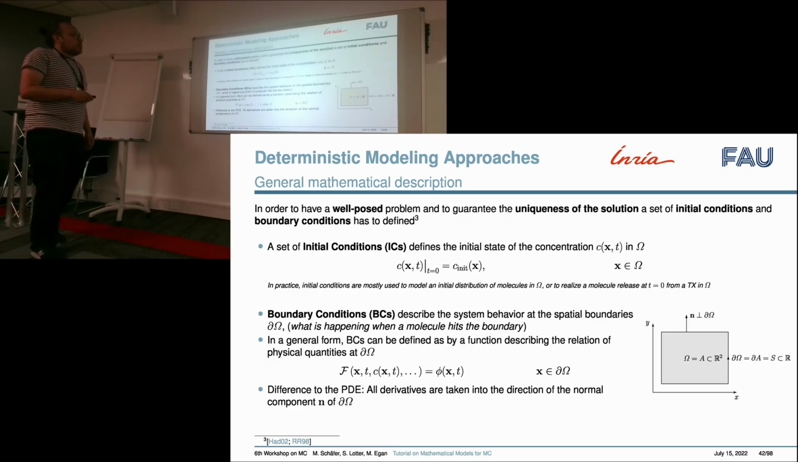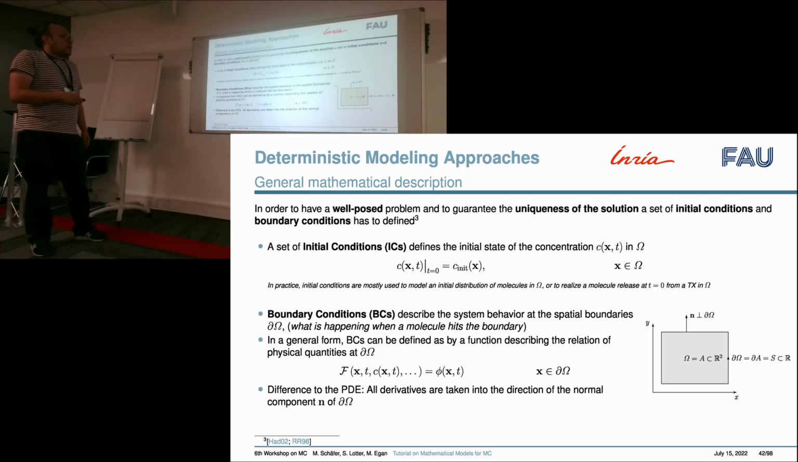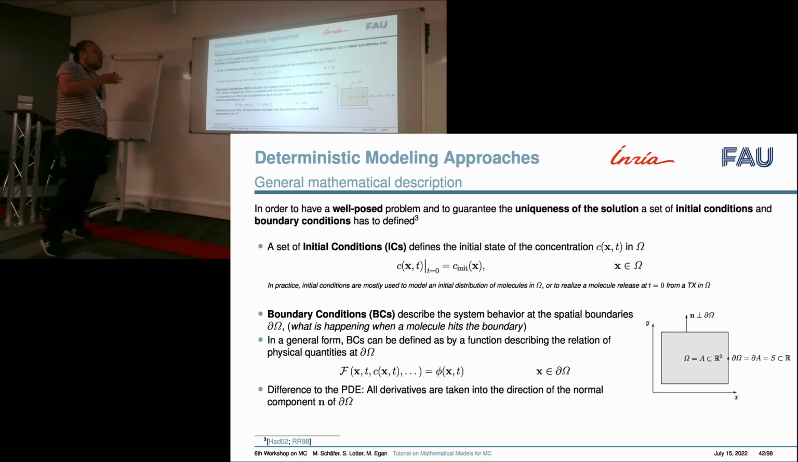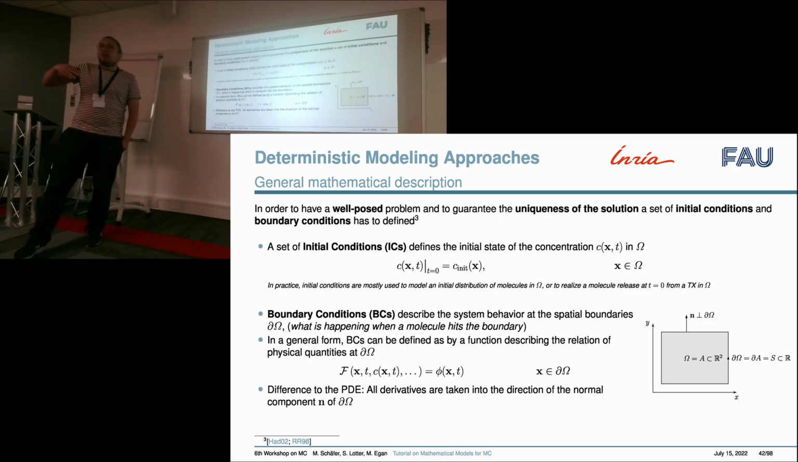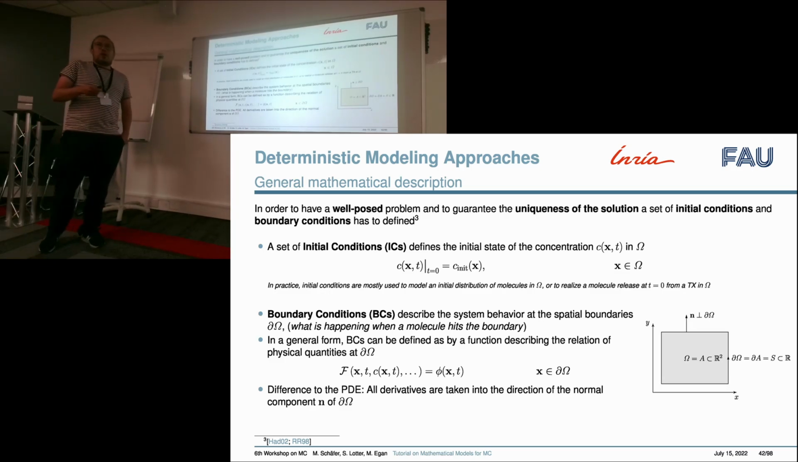A set of initial conditions might be just defined like concentration C at time 0 is some distribution of concentration in the volume. Then we have boundary conditions, and they describe the behavior of the system at the spatial boundaries. So like what's happening when a molecule hits the boundary. In a general form, it can be just any function depending on time, on space, and on the concentration, and it has some value at the boundary. We will come to some examples later. The most significant difference mathematically seen is that derivatives at the boundary are taken in the direction of the normal vector. So I'm always going over the boundary of my system there.